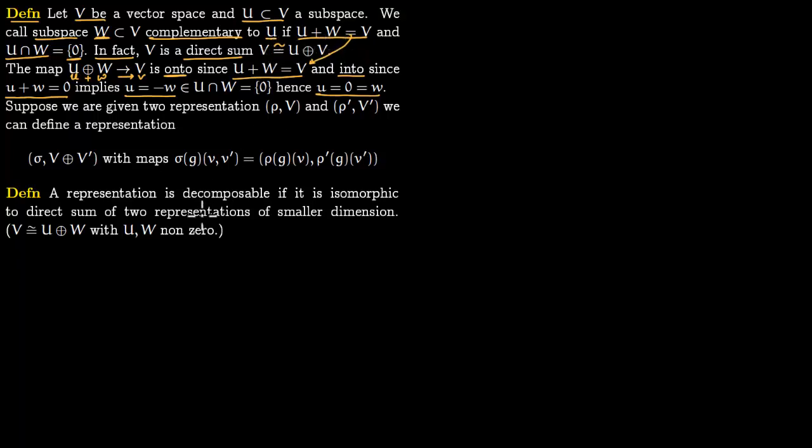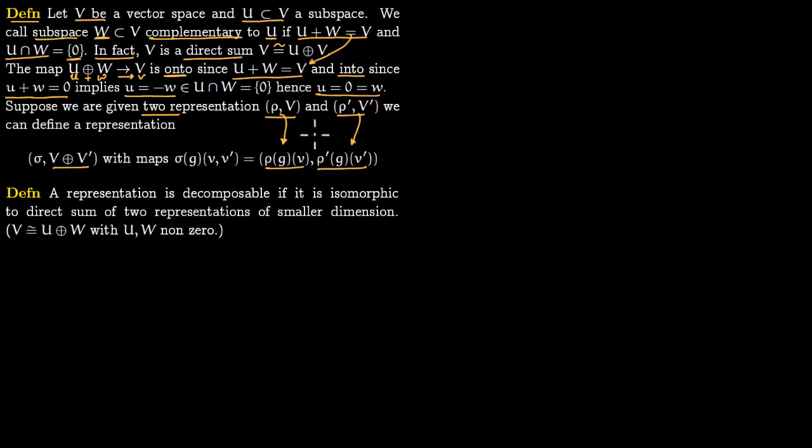So you can see, if you have complementary subspaces like this, we can write V as a direct sum like this. Now say we are given two representations, one like this and one like this. Then we can define a new representation on this direct sum, say sigma, which just takes the representations like this and like this. So basically this comes here, this comes here, nothing else. So sigma is just this.